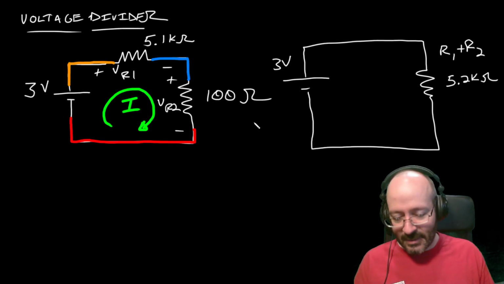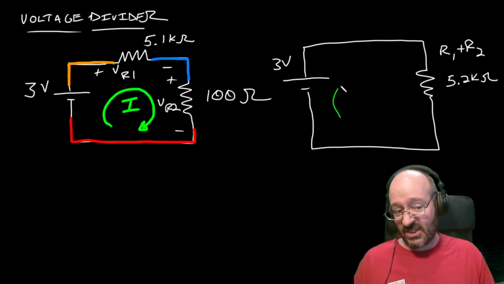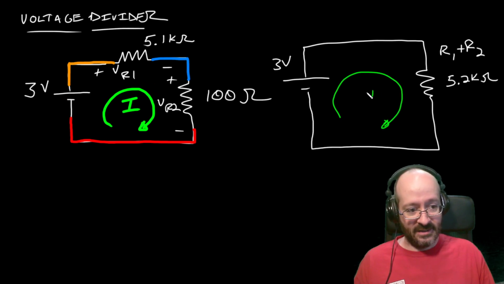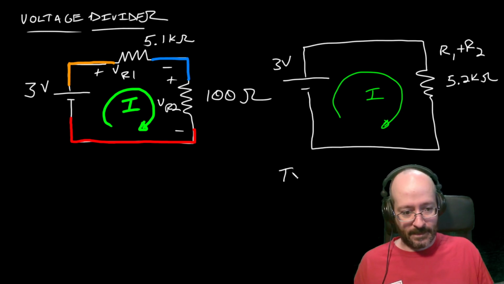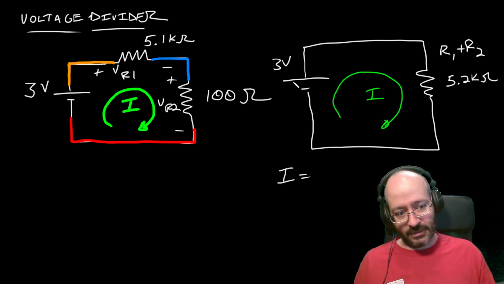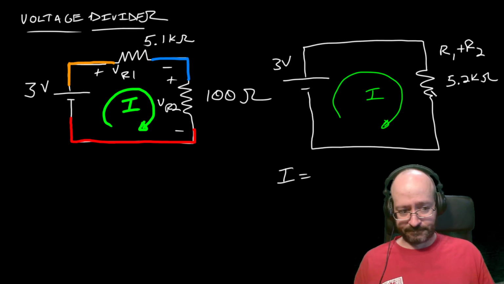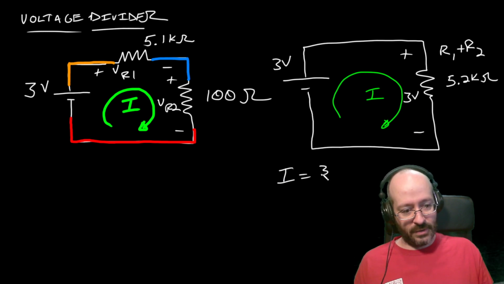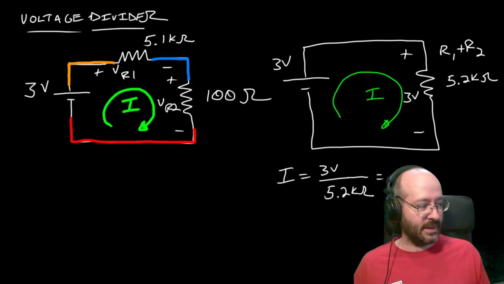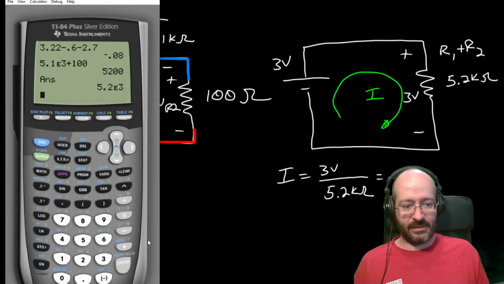Okay, and it carries the same current. Because they're in series, they carry the same current, right? So I is the same there. And I can calculate I using Ohm's law because this battery is in parallel with this resistor, so I can tell you that there's 3 volts across it. So rearranging Ohm's law, we get something that looks like that.